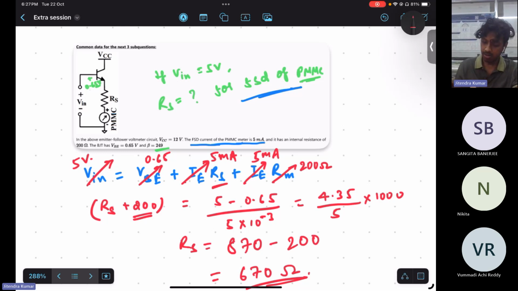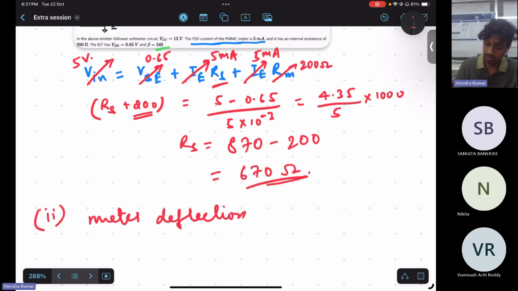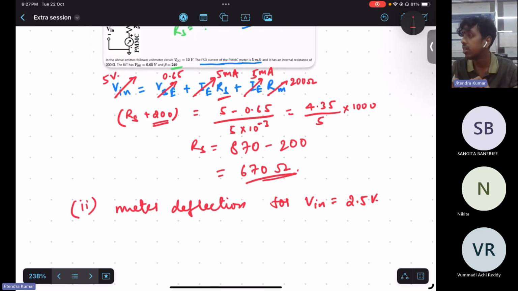Okay. If no doubt is there, then it has other part as well. Part two. Now this time we need to find out the meter deflection for V in is equal to 2.5 volt, for the same value of RS. So can we calculate that? How much meter will be deflected?